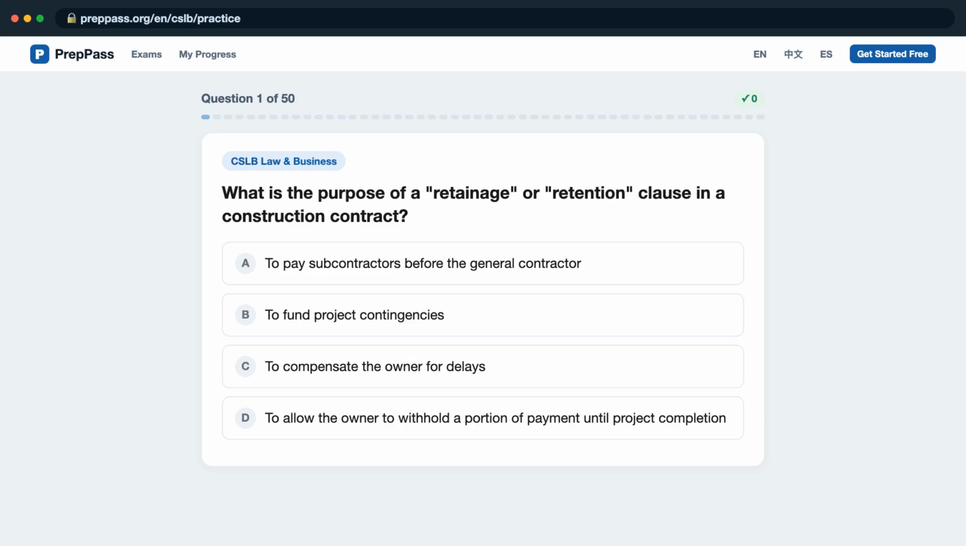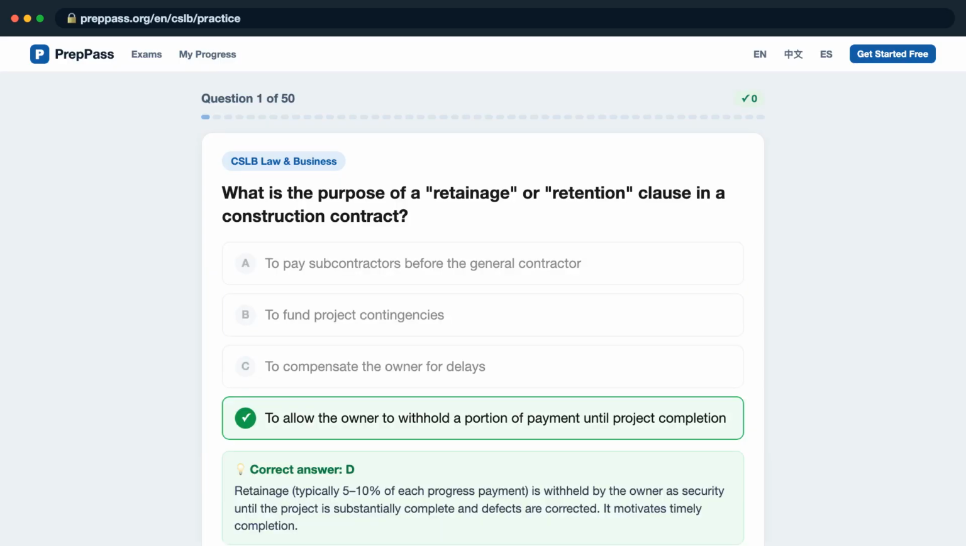Question 1. What is the purpose of a retainage or retention clause in a construction contract? Is it A, to pay subcontractors before the general contractor? B, to fund project contingencies? C, to compensate the owner for delays? D, to allow the owner to withhold a portion of payment until project completion?